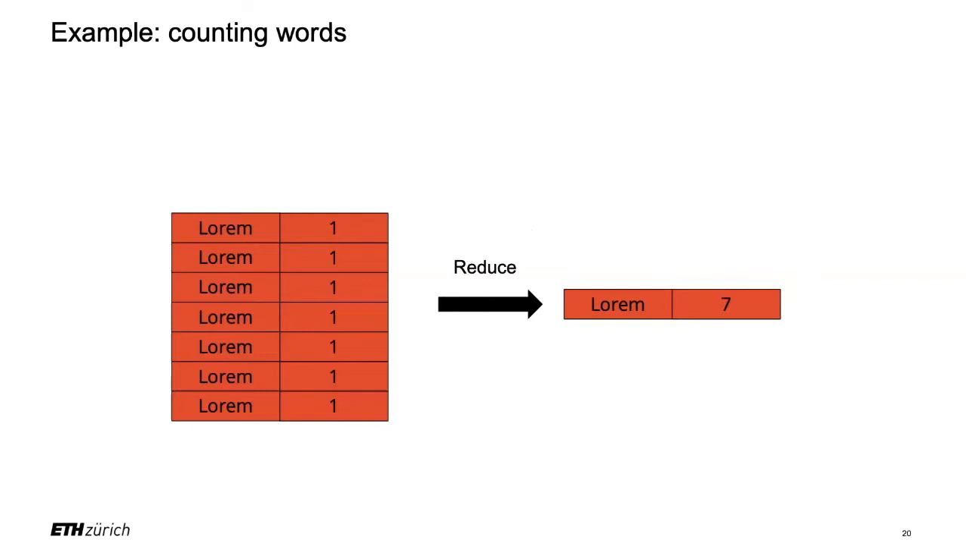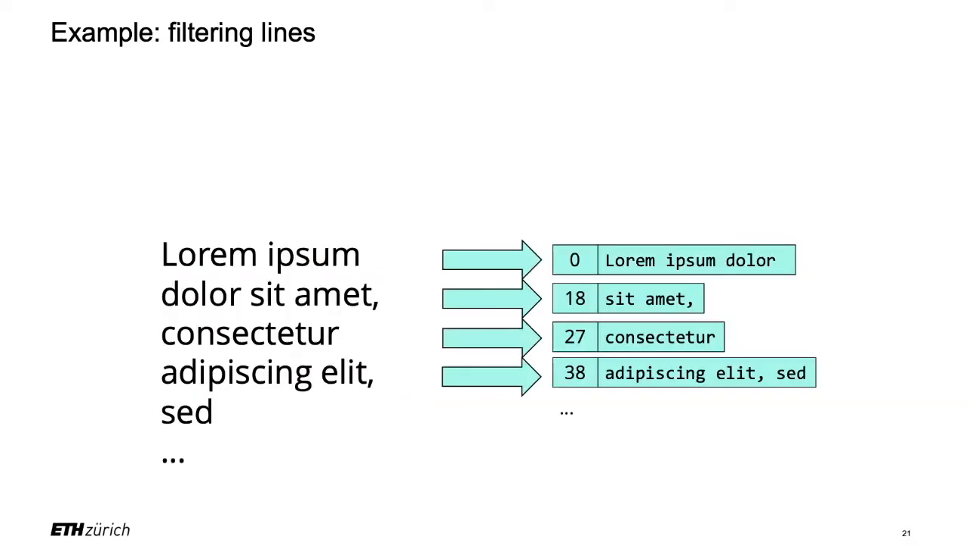So we have here lorem7. So you see always the same key here. All of these key values here, the intermediate key values, all of those with that key, and exactly those with that key are reduced to an output key value pair with the key and the sum or the count. Okay, what about filtering lines?